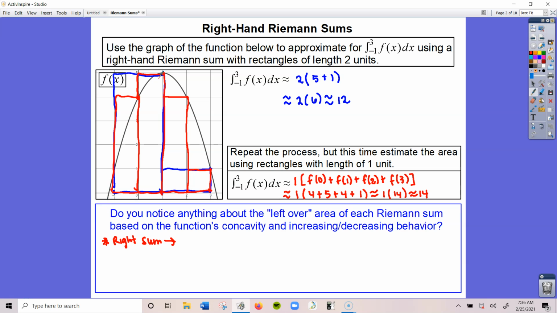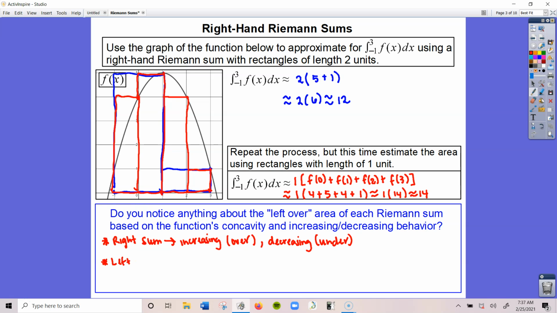When the function is increasing, the area will be over. Because you can see, since it's an increasing function, when we're using the right sum, we're using a lesser height. So the rectangle is going to go over the curve. But then on the other side, as it's decreasing, the area is under. And you can see that because the rectangles here are below the curve.